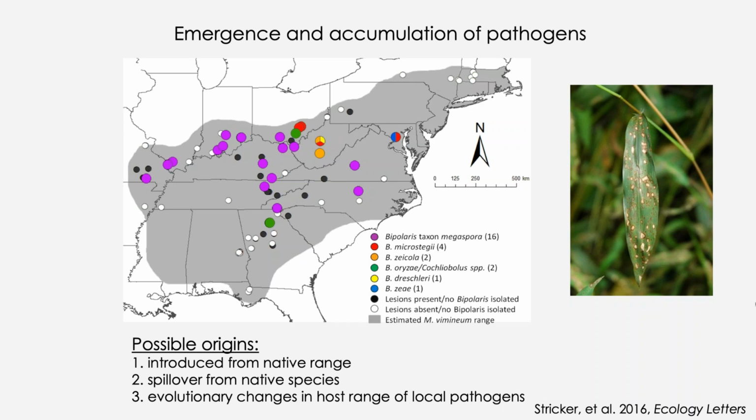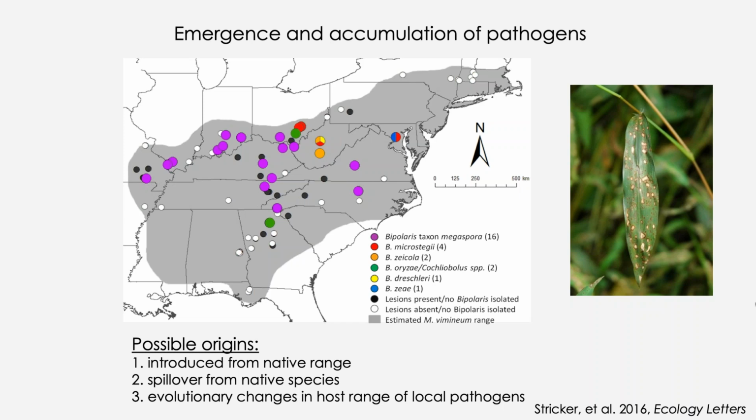And in GenBank, there's evidence that the same Bipolaris taxon, megaspora, was found on zoysia grass in Japan, suggesting that introduction from the native range is possible. It's also possible that as the distribution and abundance of Microstegium increased, the invader intersected with native species that hosted these pathogens, such that there was spillover from the native species onto the invader.